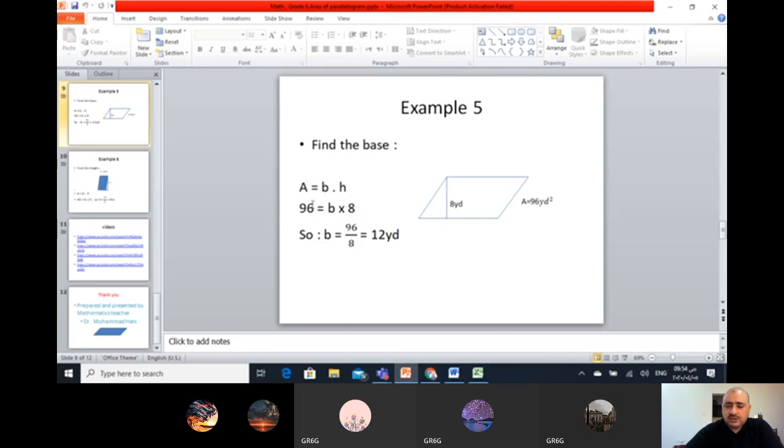Now we have here an equation. How to solve this equation? Try to divide the two sides by the coefficient. The coefficient here will be 8. So 96 divided by 8 and b times 8 divided by 8. Now b times 8 divided by 8 will be b. So b equals 96 divided by 8. 96 divided by 8 equals 12. And the unit here is yards, because we have a side, not area.